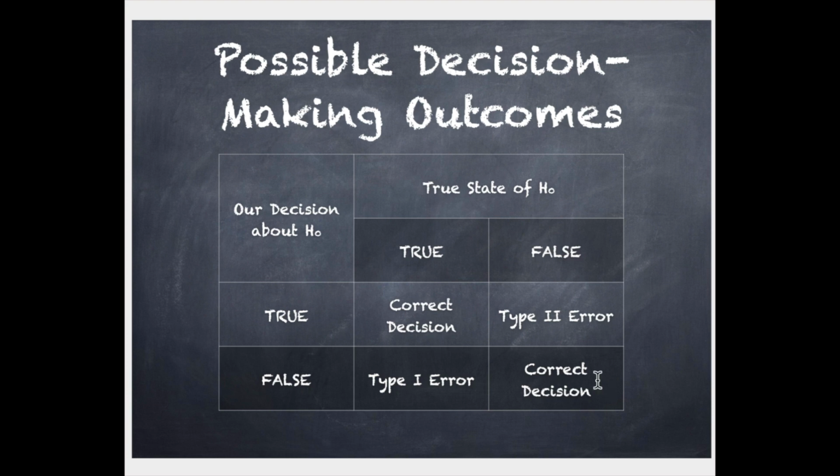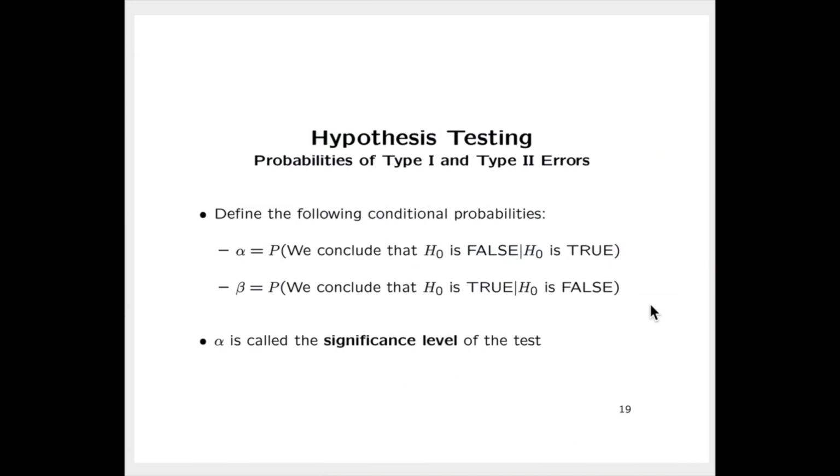On the other hand, if the null hypothesis is true, but we conclude based on the data that the null hypothesis is false, then that is a type 1 error. And then finally, if the null hypothesis is false, but we fail to reject the null hypothesis, then that is a type 2 error. Now, let me go back to the previous slide for a second.